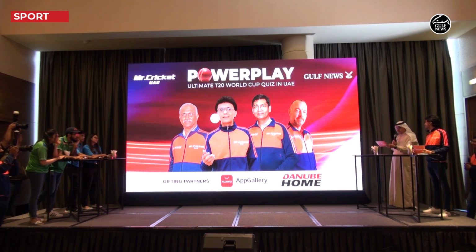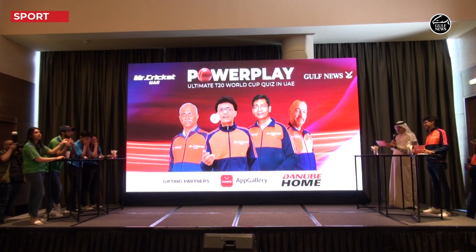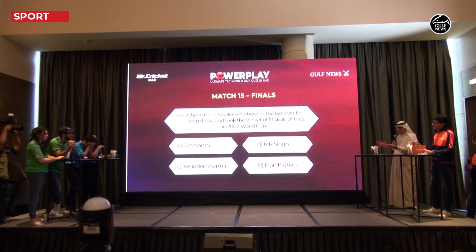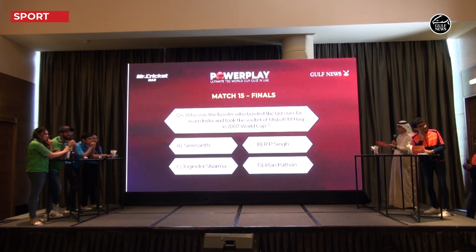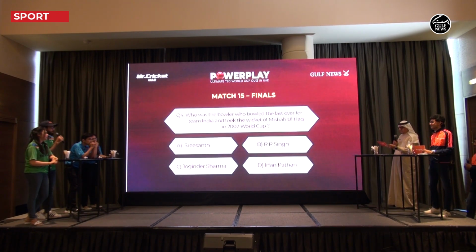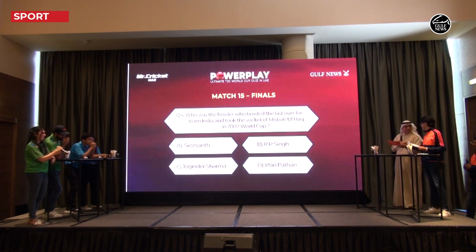Who was the bowler who bowled the last over for Team India and took the wicket of Misbah ul Haq in the 2007 World Cup? Your options are A, Sreesanth, B, R.P. Singh, C, Joginder Sharma, D, Irfan Pathan. Now decide who gets the chance. Pakistan gets the chance to answer. It's C, Joginder Sharma. All right, C is the right answer.